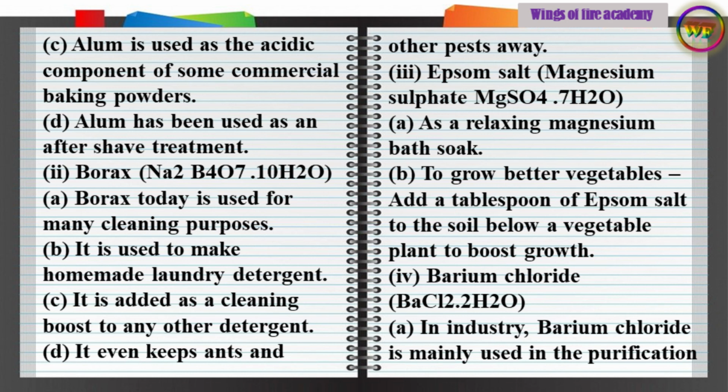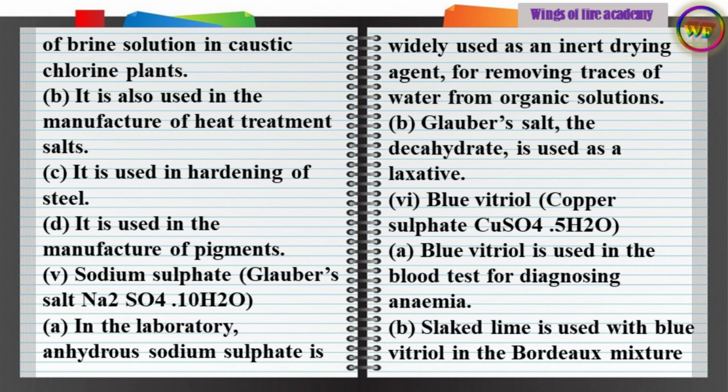4. Barium chloride dihydrate. A. In industry, barium chloride is mainly used in the purification of brine solution in caustic chlorine plants. B. It is also used in the manufacture of heat treatment salts. C. It is used in hardening of steel. D. It is used in the manufacture of pigments. 5. Sodium sulfate, Glauber's salt, sodium sulfate with 10 water molecules. A. In the laboratory, anhydrous sodium sulfate is widely used as an inert drying agent for removing traces of water from organic solutions. B. Glauber's salt, the decahydrate, is used as a laxative.